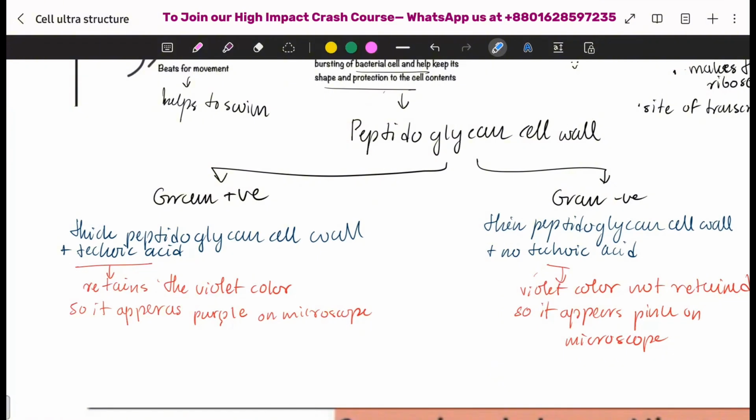Yeah, so they have a thicker cell wall, so they can retain the violet color, okay? And that's why if you put it onto a microscope, the cell will appear violet, okay? So that's a gram-positive bacteria.